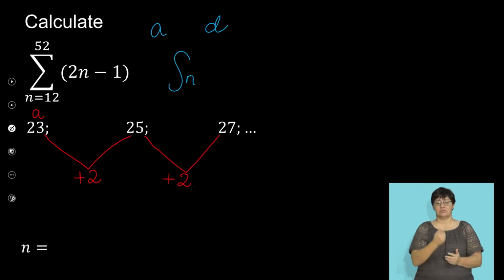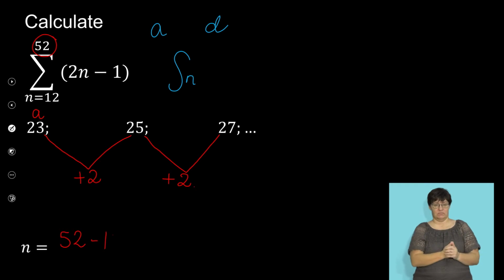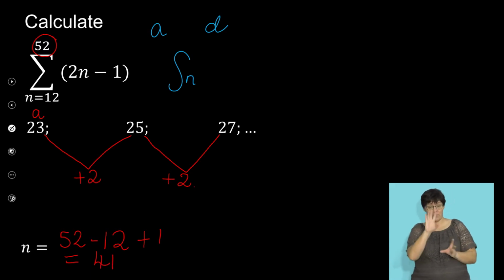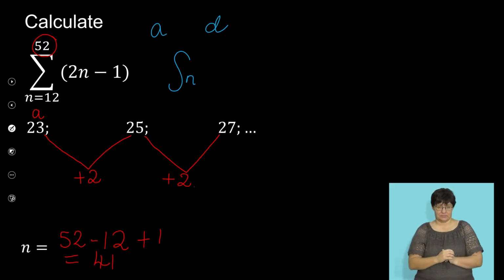So we're going to take the top number, which is 52. We're going to minus the bottom number, which is 12. Then we're going to add 1. So 52 minus 12 is 40, plus 1 is 41. So we know that there are 41 terms involved in this sum.